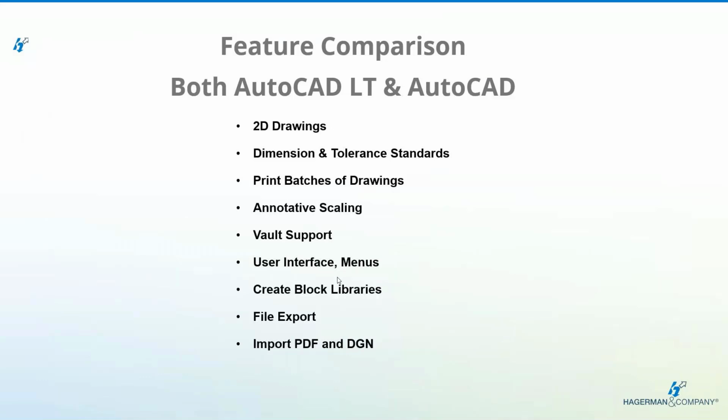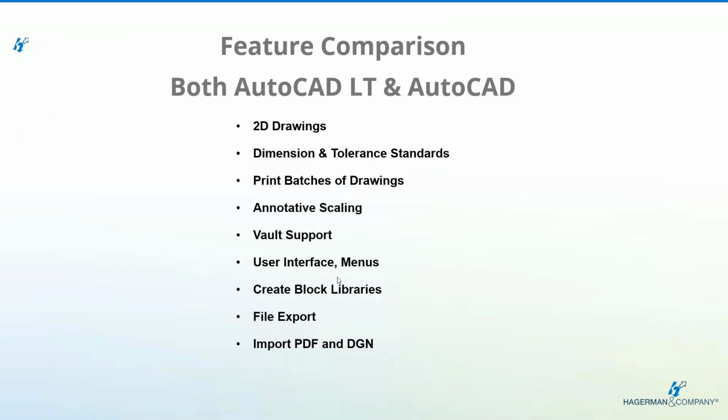Both have Vault support. One difference though: AutoCAD LT is only supported by Vault Workgroup and Vault Pro. It is not supported in Vault Basic. AutoCAD is supported in all 3. But other than that, they have similar Vault support. The user interface and the menus are almost identical. You can open up each software side by side, and without looking at the detail of the available tabs, you can't really tell which one you're in, because they are very similar in their user interface and menu system.